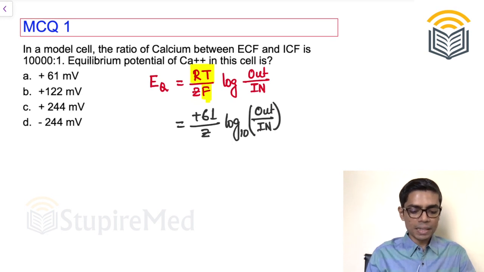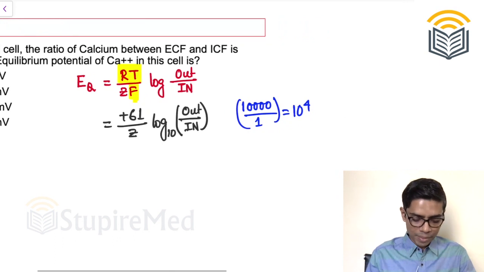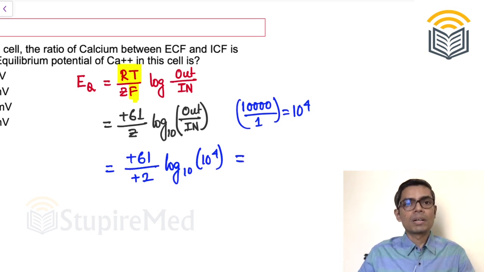So now in this question, the ratio of calcium between outside and inside is 10,000:1. That means I can say this is 10 to the power 4, right? So if I put it into this formula, plus 61, Z is the valency. The valency of calcium is plus 2. So now this is log base 10 of 10 to the power 4, and we all know that log of 10 to the power 4 is nothing but 4.